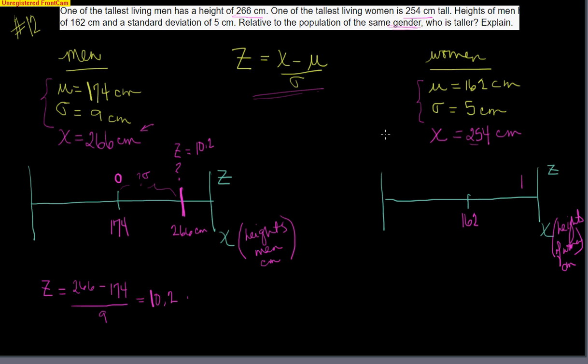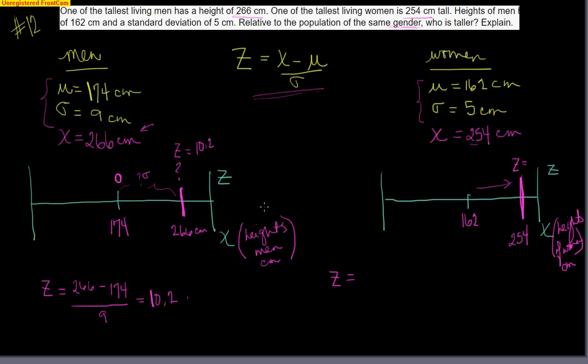We know she's way, way, way out here. And her height is 254. So again, we have to find this z-score. We have to find how many standard deviations above the mean she is. Okay, so again, we'll find that z-score.